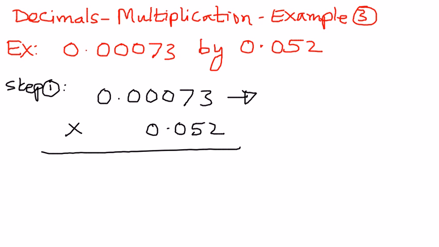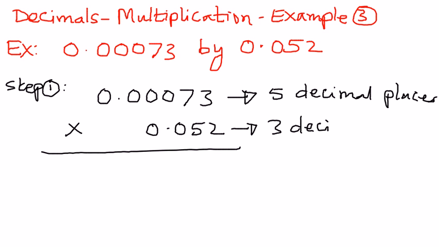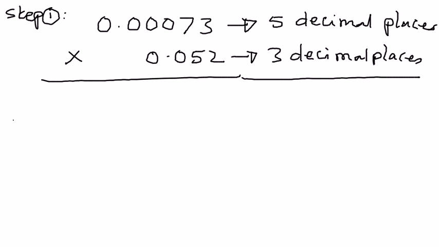In the first number, we have 5 decimal places. In the second number, we have 3 decimal places. So when we complete the multiplication process, we want to make sure that we move the decimal place 8 places from the right. Okay, so let us perform the multiplication here.